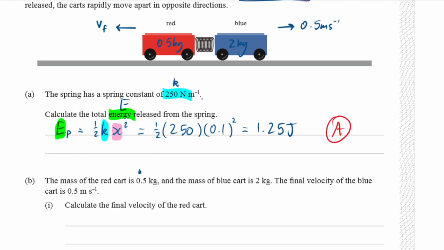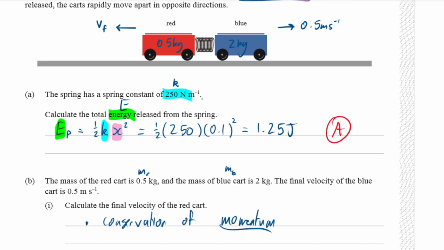So we know some masses, so mass red, mass blue. We know the initial velocity of both of them would be 0. We know the final velocity of the blue cart, but we're looking for the final velocity of the red cart. So there's two main approaches here. You could take the conservation of momentum approach or of energy, right? Where energy would link to kinetic energy.